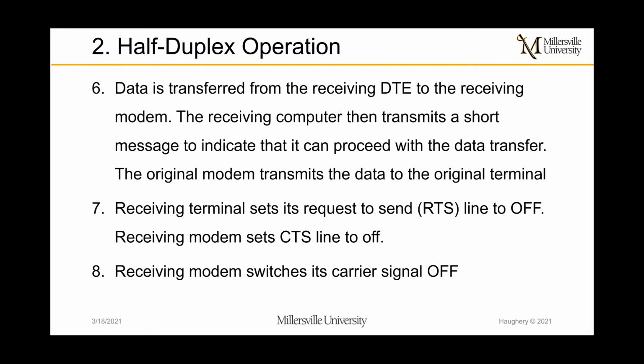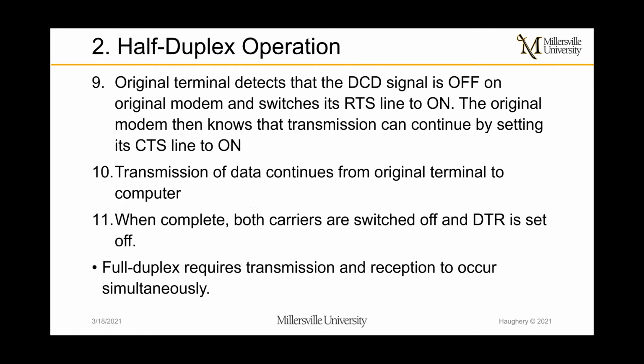Data is transferred from the receiving DTE to the receiving modem. The receiving computer then transmits a short message to indicate that it can proceed with the data transfer. The original modem transmits the data to the original terminal. The receiving terminal sets its request to send line to off. The receiving modem sets the CTS line to off, and then the receiving modem switches its carrier signal to off. The original terminal detects that the DCD signal is off on the original modem and switches its RTS line to on. The original modem then knows that the transmission can continue by setting the CTS line to on.